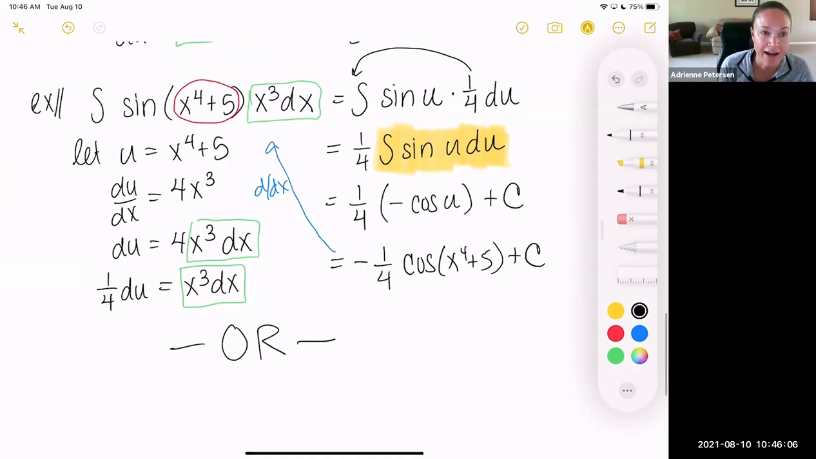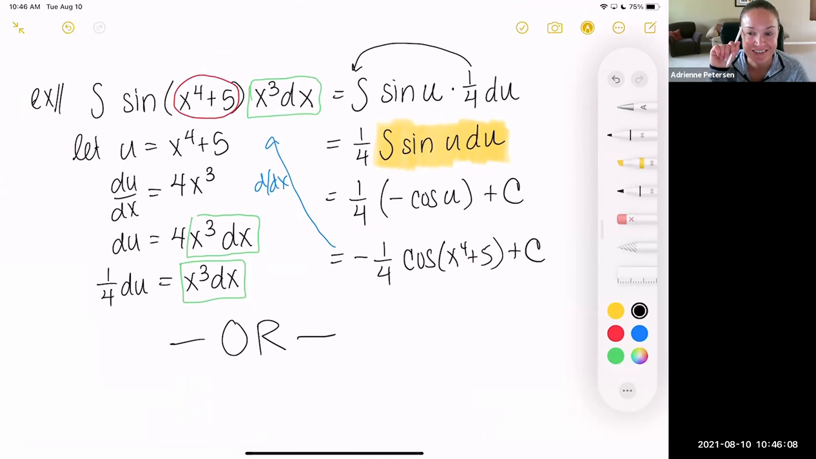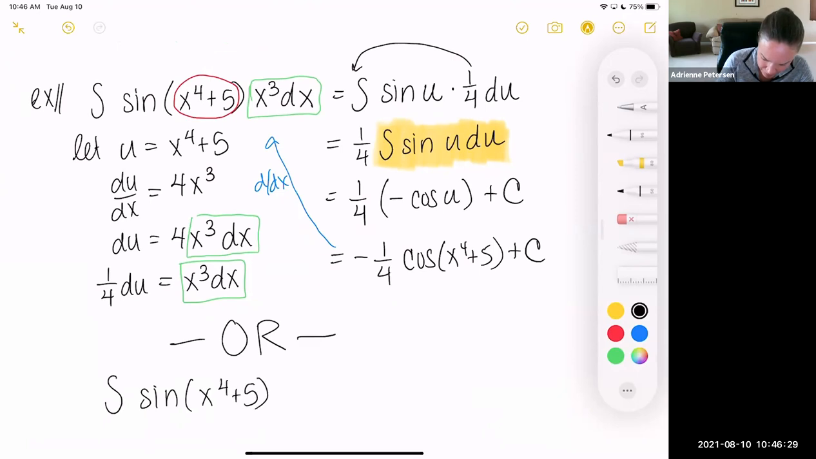Okay, so the way that I would conceptualize this is that in order to make this u substitution work, we need to see in our integrand, inside the integral, the derivative of the inside, right? The inside being x to the fourth plus 5 in this original problem. So here's how I would do this in my head, and what clicks with me a little bit better.